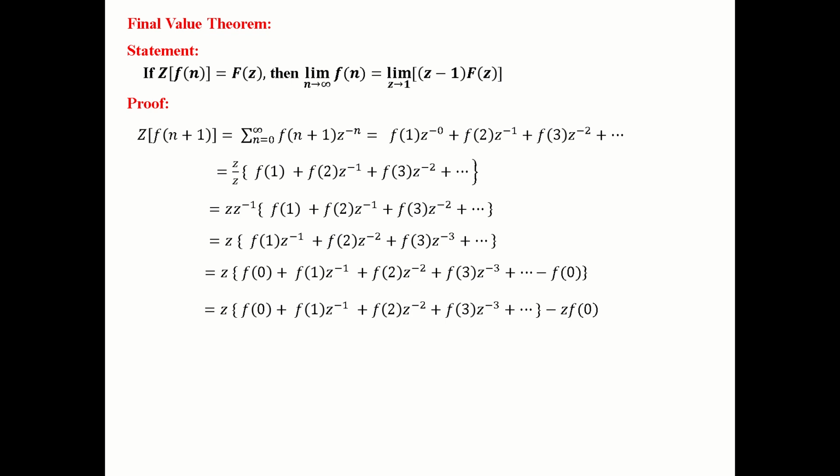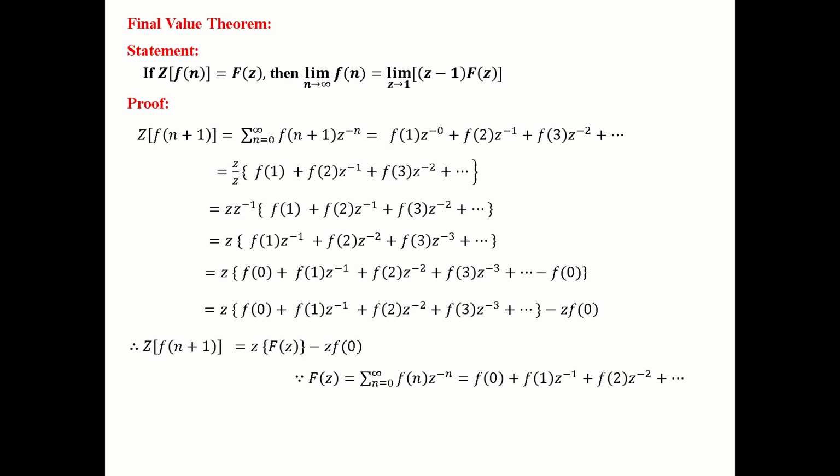Therefore Z of f of n plus 1 is equal to Z into capital F of Z minus Z into f of 0. Since we know capital F of Z is equal to summation n is equal to 0 to infinite f of n Z power minus n, the expansion is nothing but the above term, f of 0 plus f of 1 Z power minus 1 plus etc. Now Z of f of n plus 1 is equal to Z into capital F of Z minus Z into f of 0.